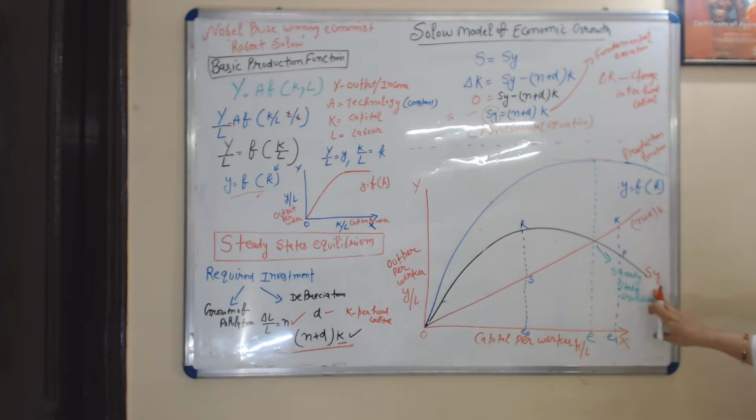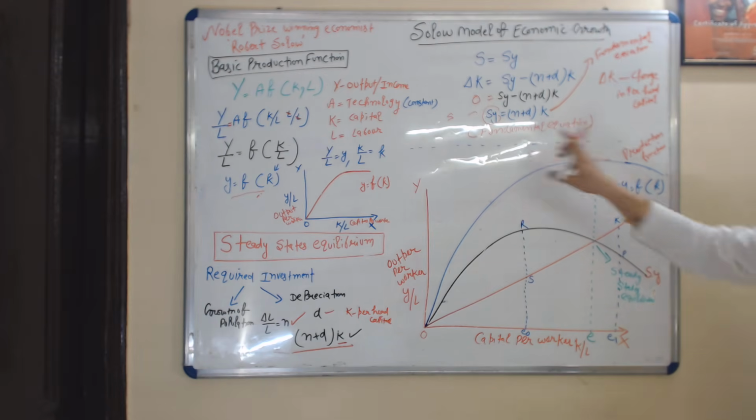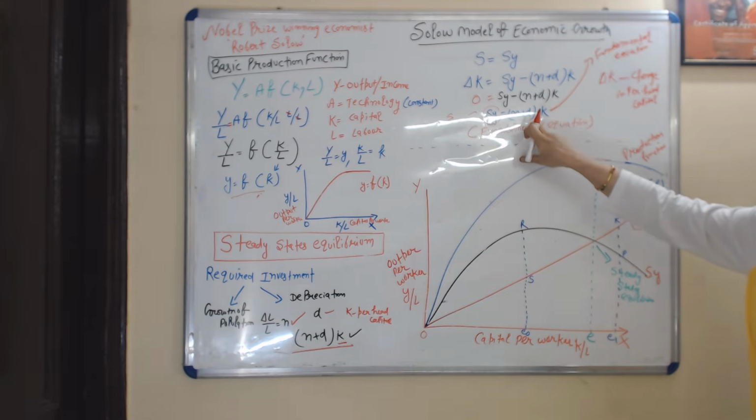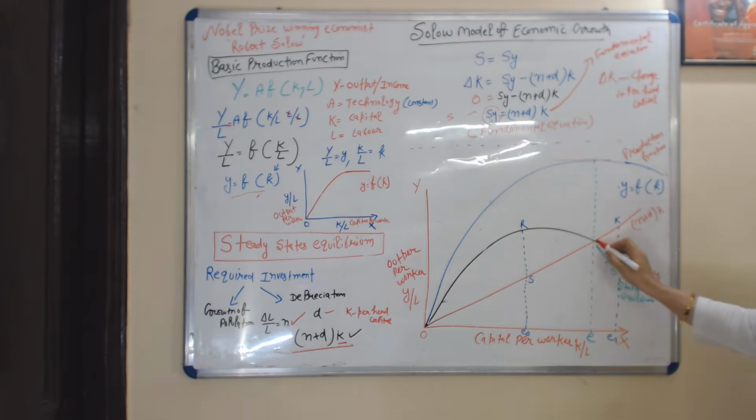We have discussed that where your saving is equal to required investment, this is your steady state equilibrium. At this point, E, your saving is equal to required investment. This is called the steady state equilibrium point.